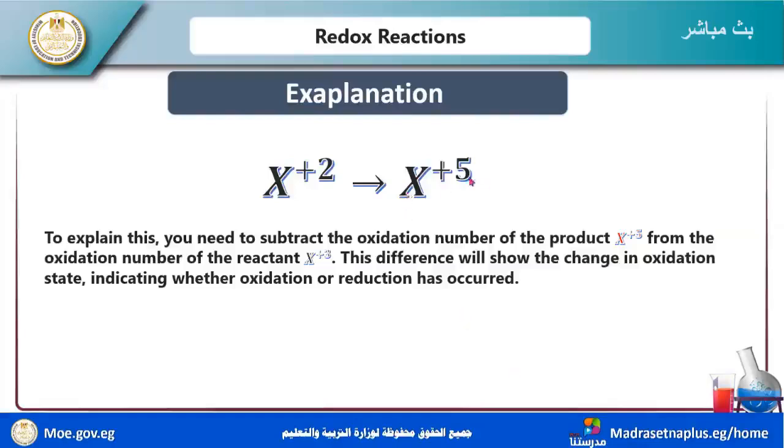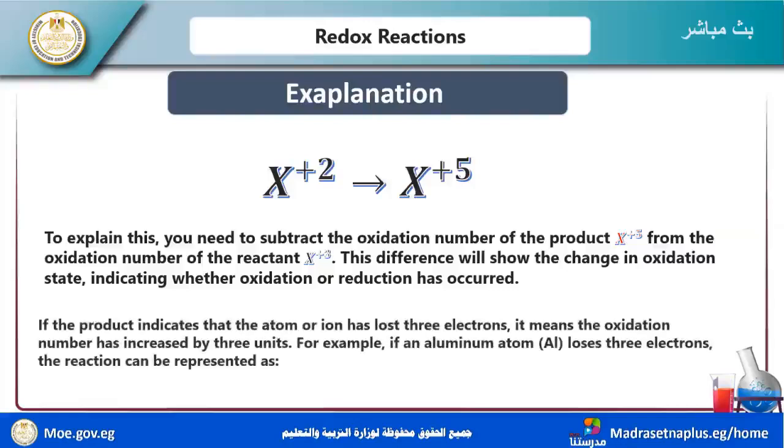You need to subtract the oxidation number of the reactants, X at positive 2, from the oxidation number of the product, X at positive 5. The difference shows the change in oxidation states, indicating whether oxidation or reduction has occurred. Now you must subtract to know the number of electrons lost or gained. If the products indicate that the atom or ion has lost 3 electrons, it means the oxidation number has increased by 3 electrons.